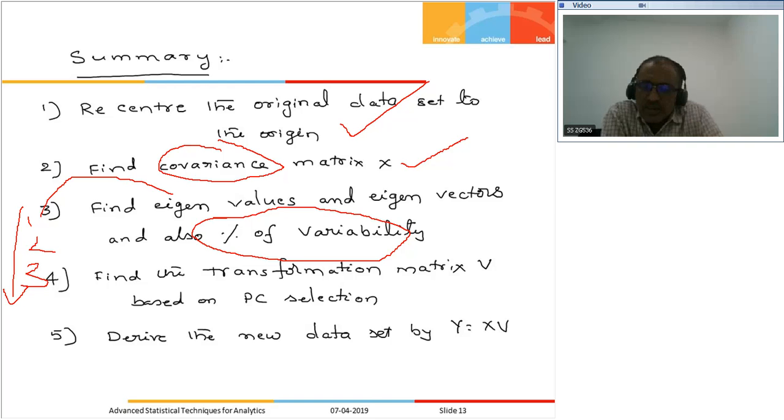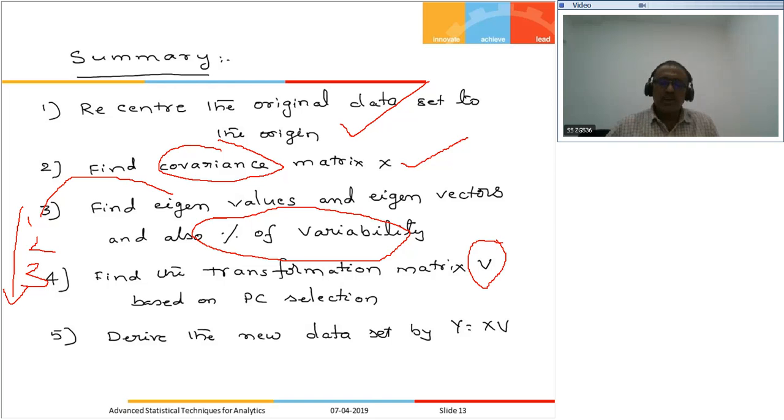How to find the percentage of variability is, for each eigenvalue, suppose lambda 1 is an eigenvalue, then lambda 1 divided by the sum of all eigenvalues is the percentage. Now on seeing this percentage, we have to decide what eigenvalues we have to consider, what variables we have to consider, and what variables we have to ignore. So once this is clear, then we will have the transformation matrix, whether it is 2-dimensional or 1-dimensional, depending on our decision with respect to the principal components which we want to ignore.